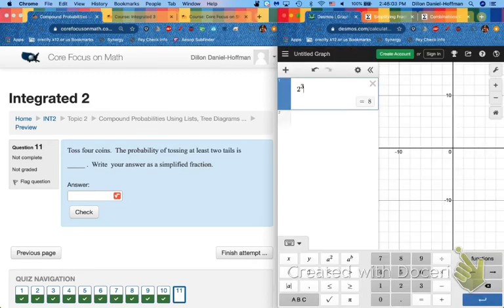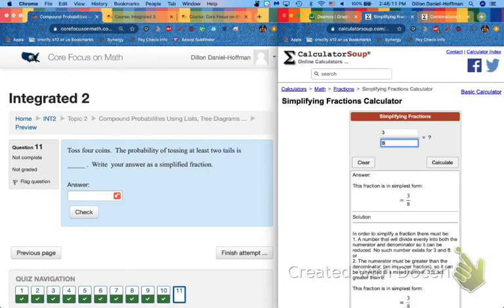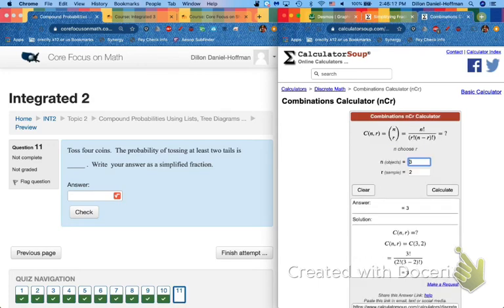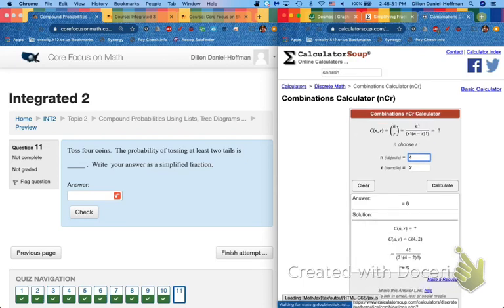let's follow each step. So I've got 2 to the 4th. I will have 16 possibilities on my 4 coins. So I write that on my denominator. And then for my numerator, this is going to be complicated. There's not a button we can press that calculates at least. So we're going to have to do that manually. So at least 2 tails means out of 4 coins, I have at least 2. So exactly 2, calculate. So I've got 6 options there.